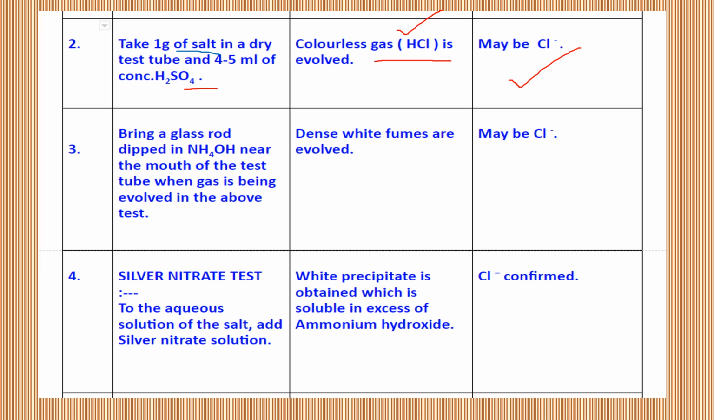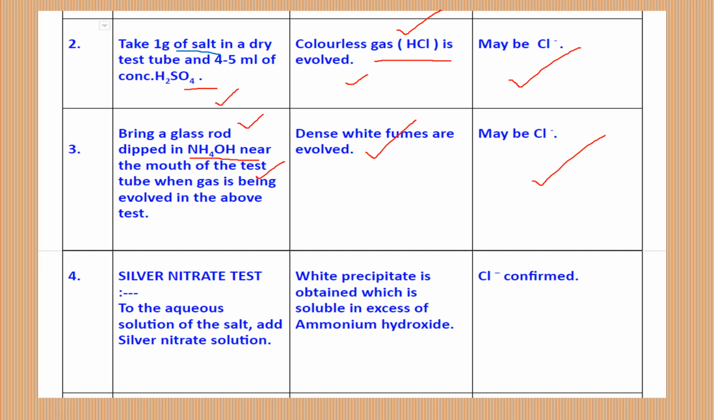Then you have to bring a glass rod. The second and third tests have to be done together in continuation, so you have to be very quick. As soon as the bubbles are seen, bring a glass rod dipped in ammonium hydroxide near the mouth of the test tube from where this HCl is coming out, and it will convert from colorless gas to dense white fumes, because NH4OH and Cl minus react to give NH4Cl. So it may be Cl minus.